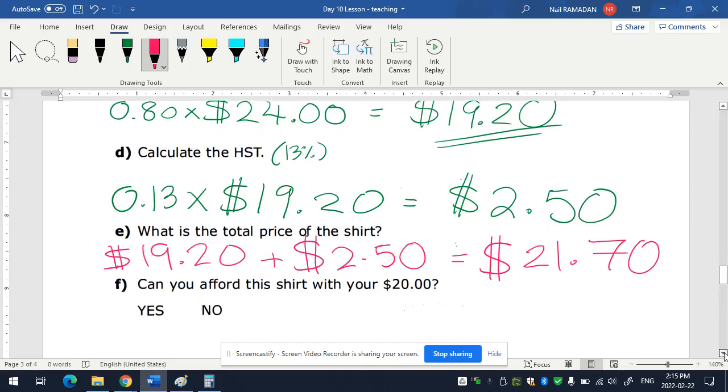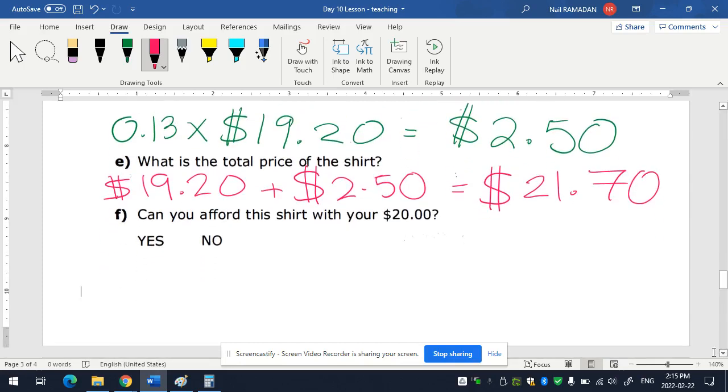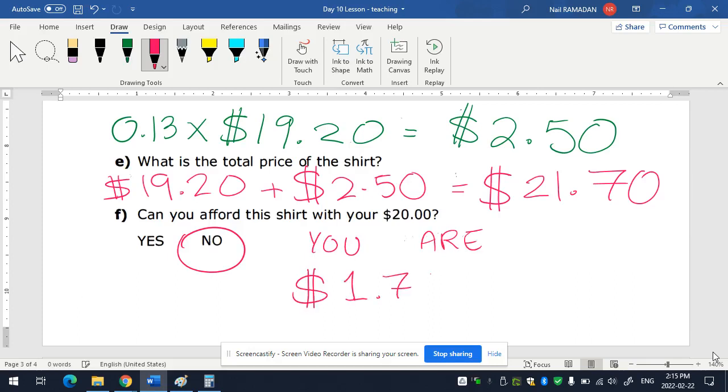So no again. Sorry. Everyone, you either need a really cheap shirt with maybe not so much sale, or no sale, or an expensive shirt but with a lot of sale. Even if it's $30, you're going to need like a 40% sale, something like that. All right, so the answer is no. You are $1.70 short because you only have 20. Right?